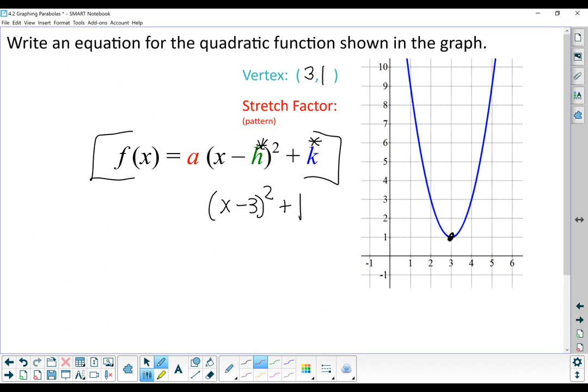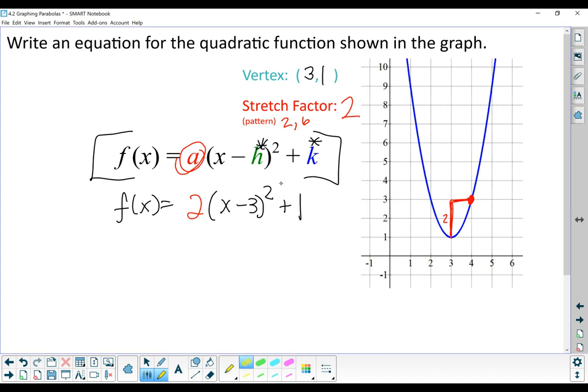And then I just need to check the stretch. Now, if there's not a number in front, then it would be up 1 over 1. But you can see that that's not quite right. So I need to think about how far up does it go before it goes over 1. And it looks like that stretch factor is doubled. It's a 2. So that stretch factor of 2 goes in front like this. So we have f of x equals 2 times quantity x minus 3 squared plus 1.